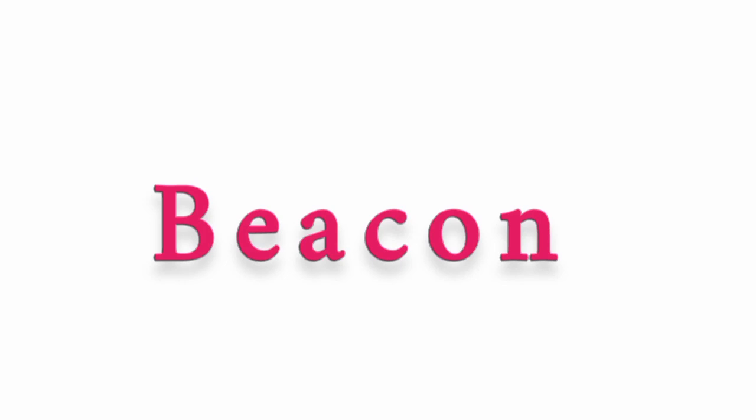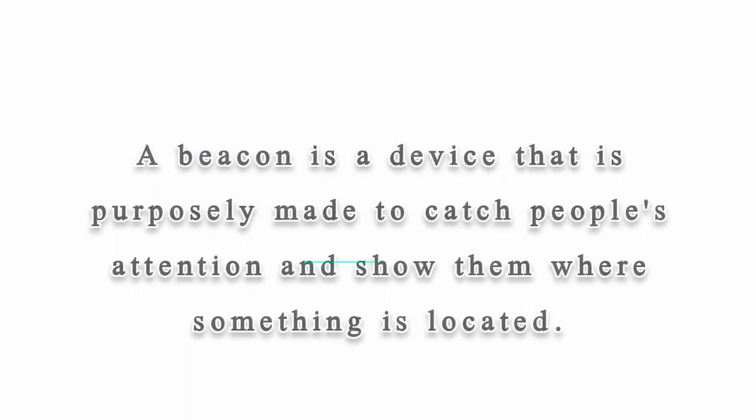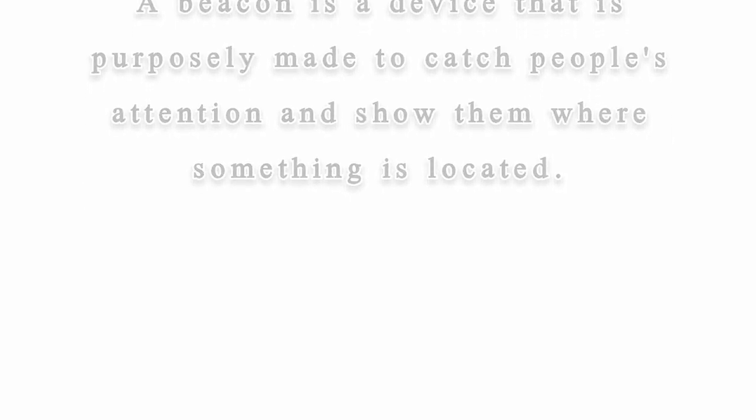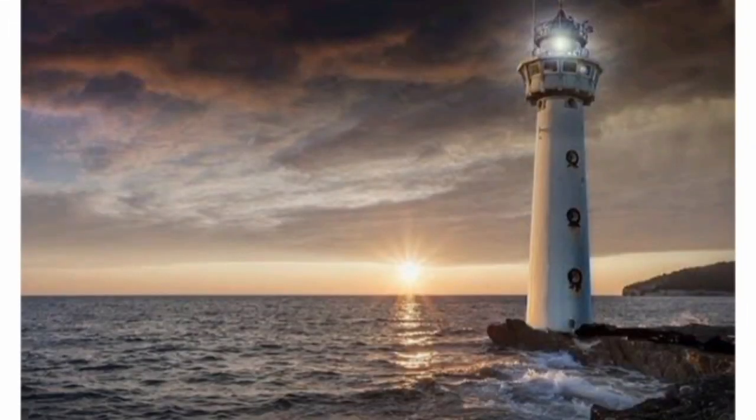Episode 2. What is a beacon? A beacon is a device that is purposely made to catch people's attention and show them where something is located. A good example of a beacon is a lighthouse, which draws attention to a fixed point that can be used to navigate around obstacles or into a port.